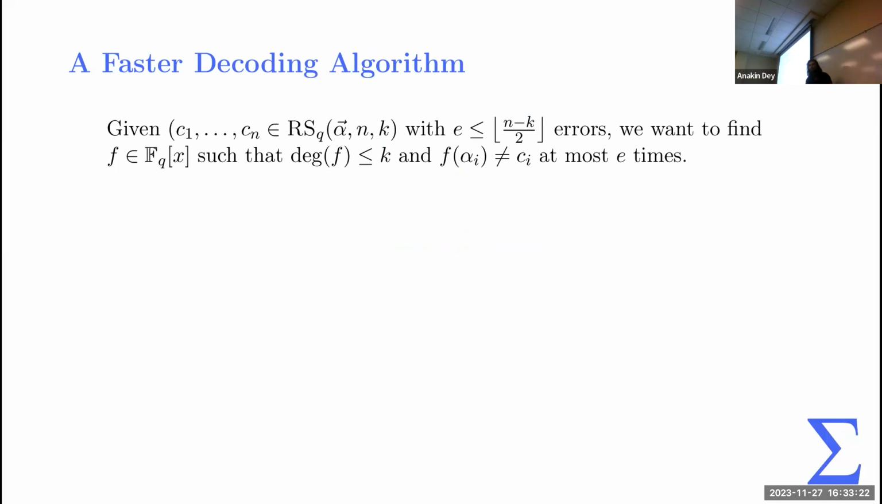So if we're given some codeword out of our Reed-Solomon code, and it has at most, say, E errors, with E as this upper bound, we want to find the polynomial f with degree less than or equal to k minus 1, such that f of alpha sub i is not equal to c sub i at most E times. Because that's what an error is: an error is when f of alpha i is not equal to c of i.